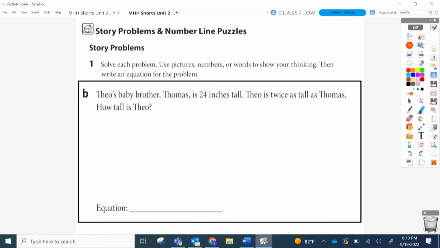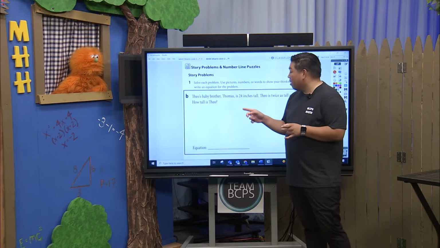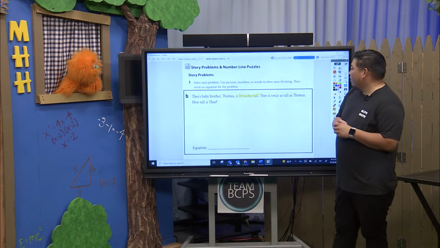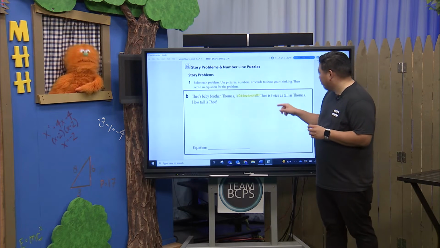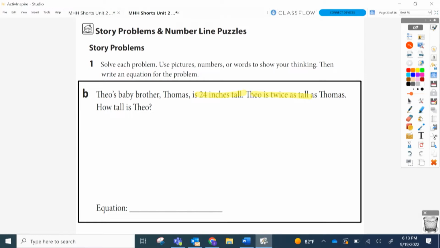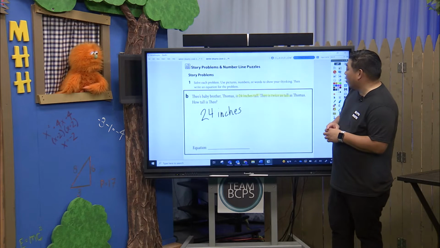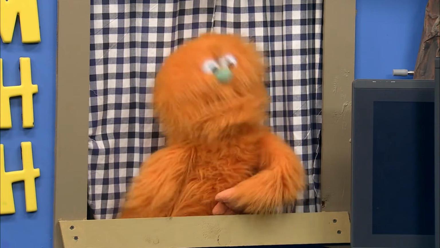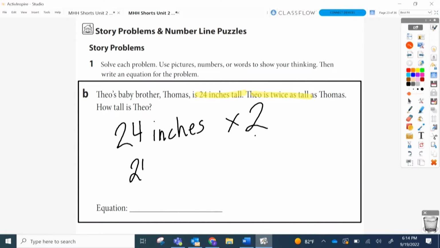How tall is Theo? Theo's baby brother Thomas is how tall? 24 inches. That's important. Theo is twice as tall as Thomas. Twice as tall, that's important too. So we know that Thomas is 24 inches, and Theo is twice as tall. What did you say twice meant? That means doubling. So we'd have to say 24 times 2, or 24 plus 24.